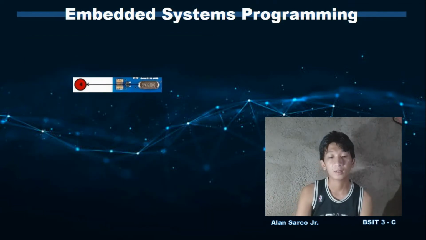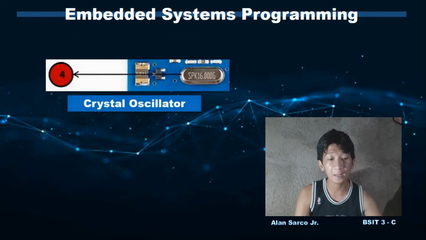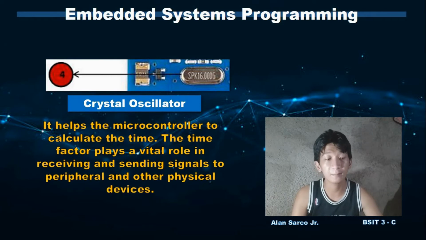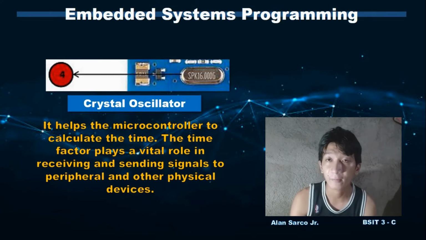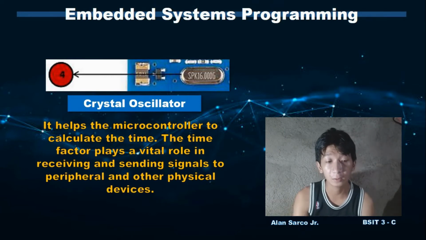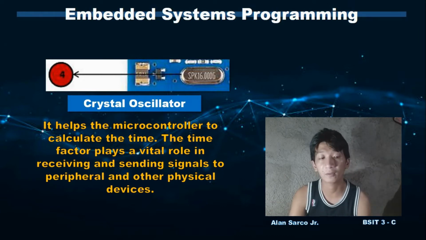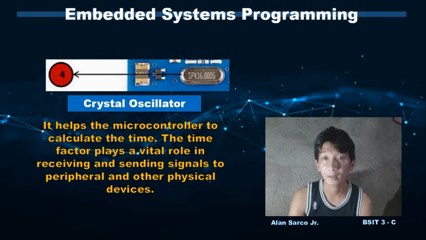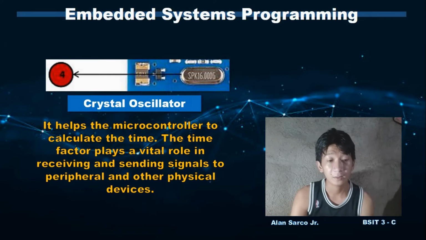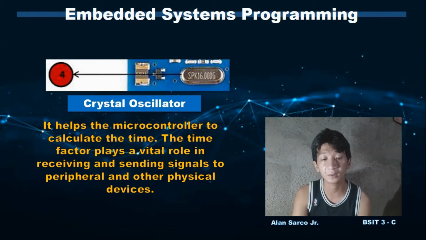Next is the crystal oscillator. It helps the microcontroller to calculate the time. The time plays a vital role in receiving and sending signals to peripherals and physical devices. Based on the oscillator frequency, the microcontroller is able to take speedy decisions.